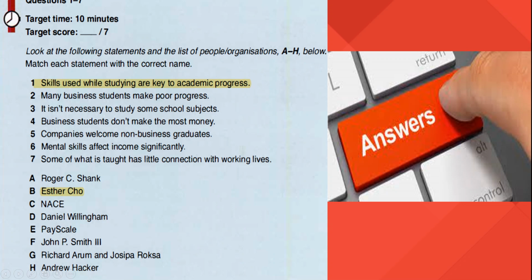Here it is: look at the following statements and the list of people or organizations from A to H below. Match each statement with the correct name. It says no twice, so it means you will use each name just once.